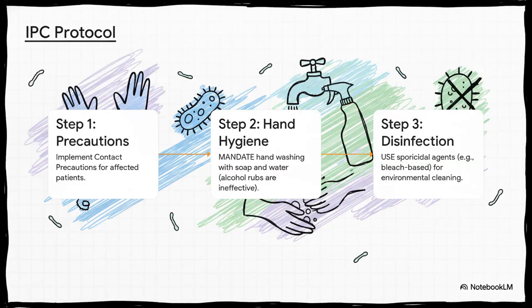Now, for infection control, the whole strategy comes down to one key feature: spores. And that means we model our protocols on what we do for Clostridium difficile. Contact precautions are an absolute must, and this is critical. Hand washing with good old soap and water is mandatory to physically remove the spores. Those alcohol-based hand rubs, totally ineffective. And for cleaning the environment, your standard disinfectants aren't going to cut it. You have to use a proven sporicidal agent, something like a bleach-based product.